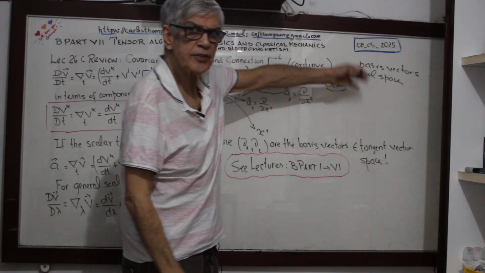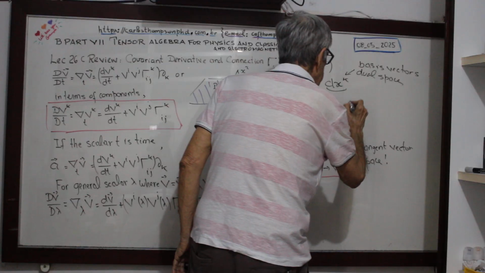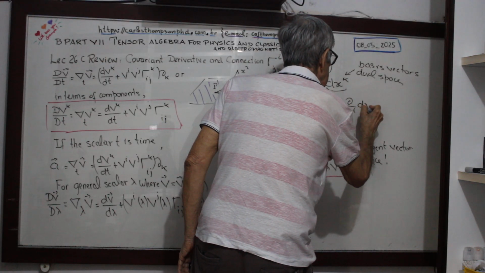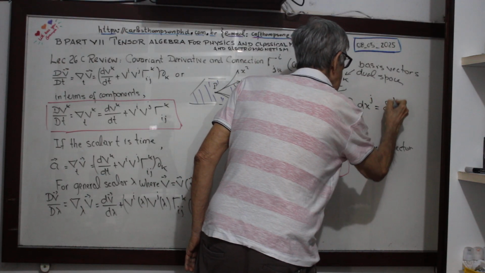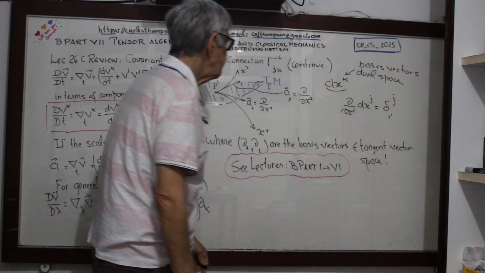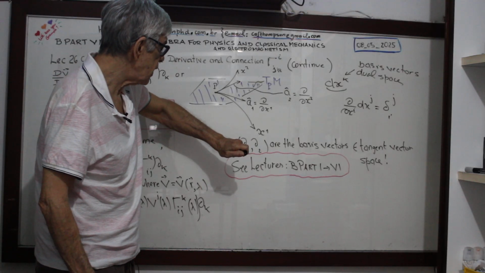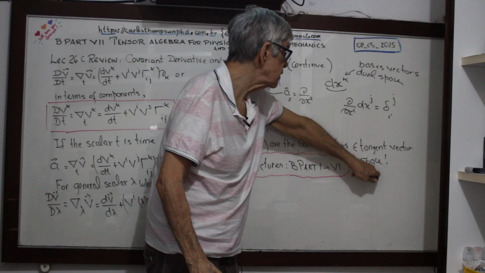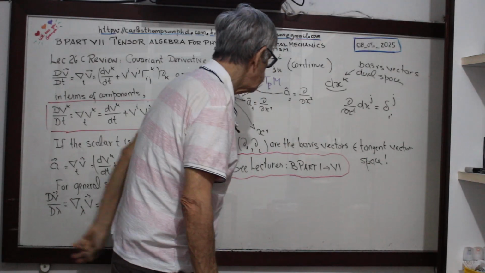dx1, dx2, and don't confuse this. And remember that partial of x^i with respect to x^j is defined as delta ij. You see, that's important over here. Now then, partial x1, partial x2 are the basis vectors of the tangent vector space. This is a dual vector space. This is a tangent vector space.